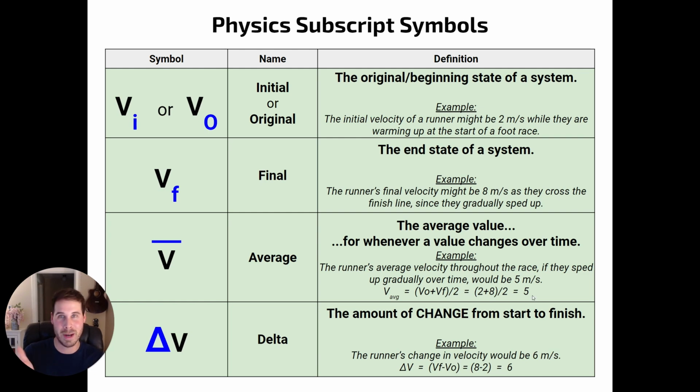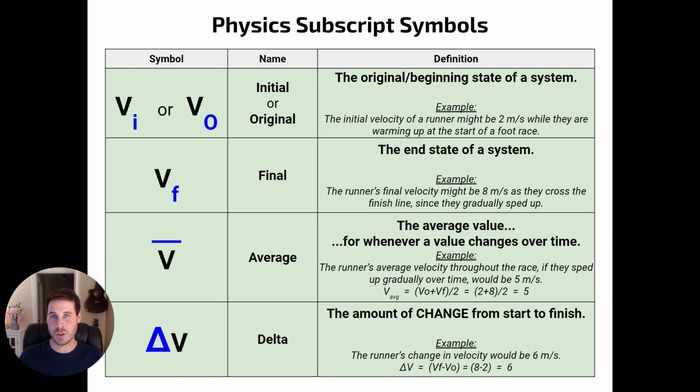To get that, for numbers that are harder to do with mental math, this is the pattern. The change in velocity is just the final velocity minus the initial velocity. So in this case, that was a final velocity of 8 minus an initial or original velocity of 2, and that gave me 6. So the runner's change in velocity throughout the whole race was 6 meters per second.